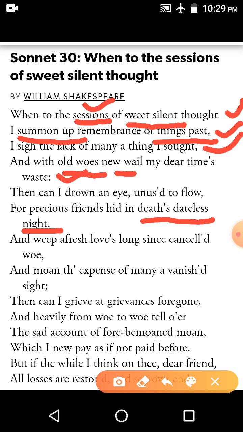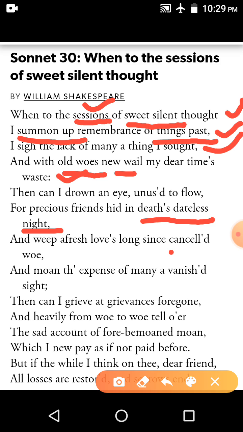I weep for them who are hidden in death's dateless night. Death's dateless night means they are no more here. They are not in this world. They are in darkness. So they are in death's dateless night. Dateless because they will not come back. So I weep for them and weep afresh love's long since cancelled voice.